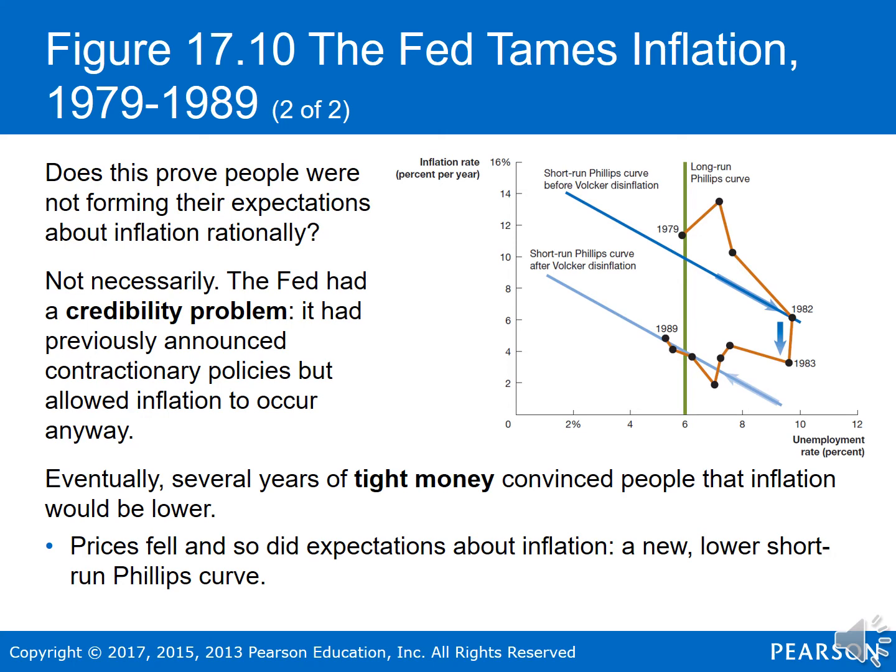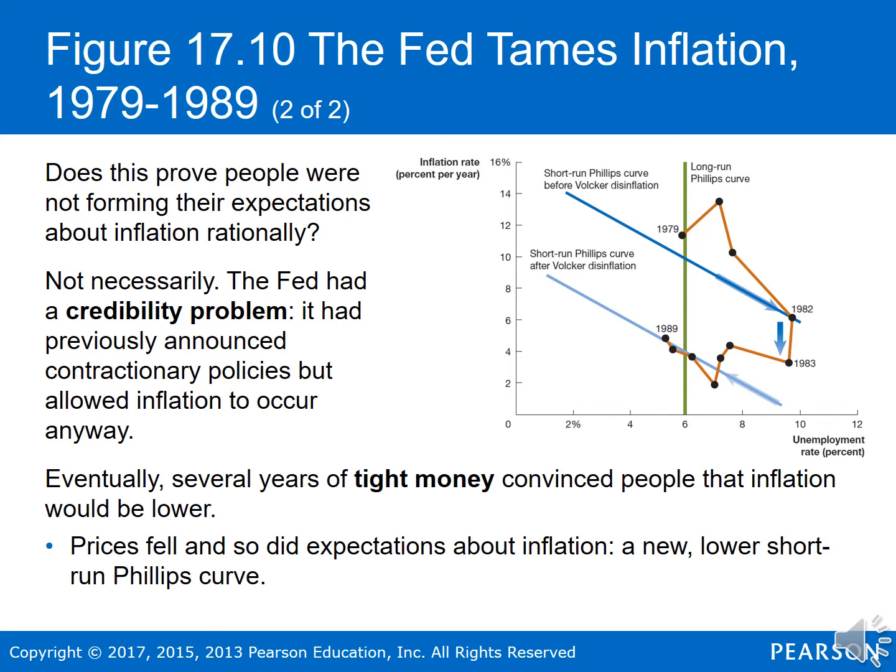There were a couple times during the Nixon administration where Richard Nixon bullied the Federal Reserve chair into enacting more expansionary monetary policy, including famously to help his reelection chances in 72. But eventually, after several years of tight or contractionary monetary policy, which increased the unemployment rate, people were eventually convinced that the inflation rate was going to be lower, and prices began to fall, as expectations of future inflation fell.